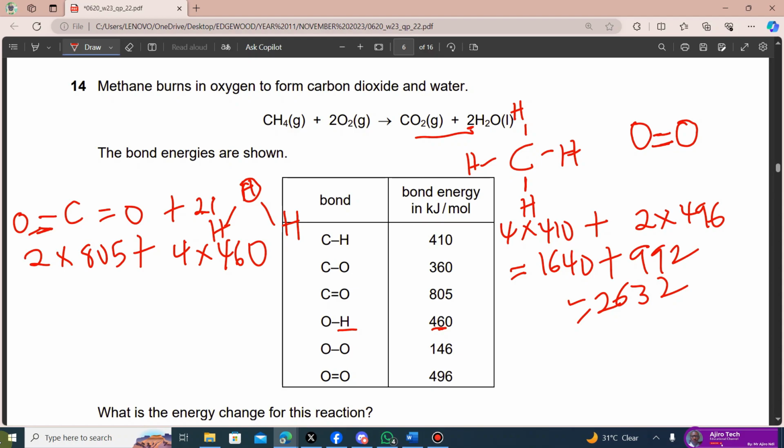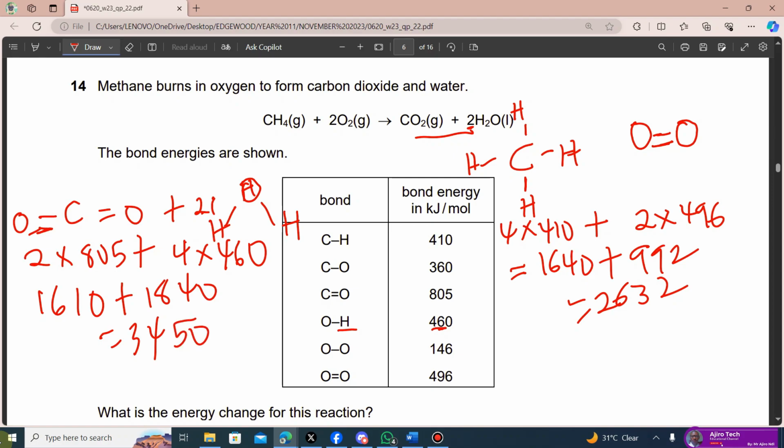And let's look at bond forming now. So 2 times 805, okay, I'm having 1610, plus then we're going to do 4 times 460. So 4 times 460, I'm having 1840. All right, so let's add that up. So 1840 plus 1610. Okay, so what I have here is simply 3450.